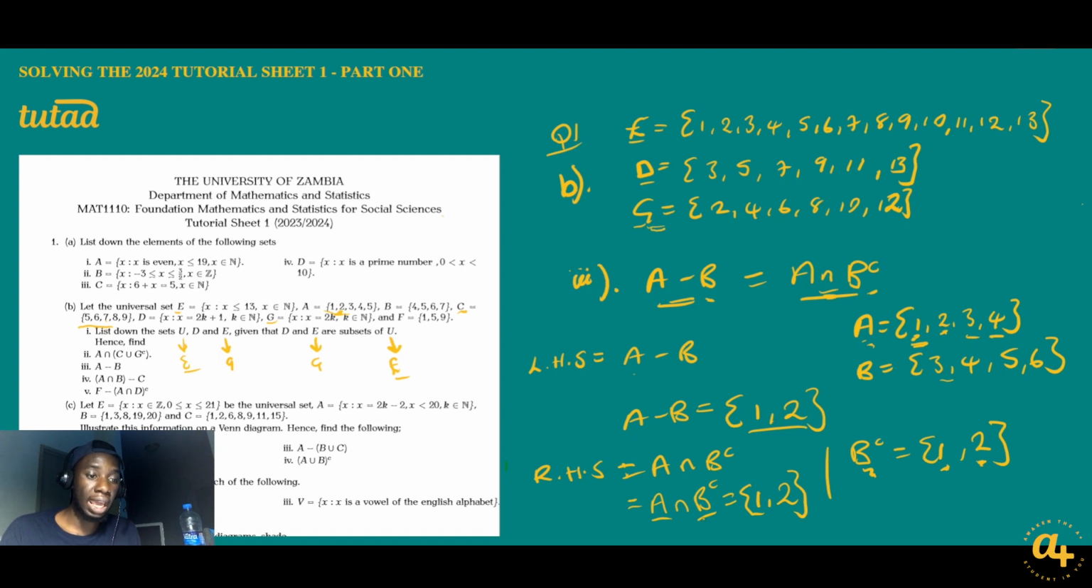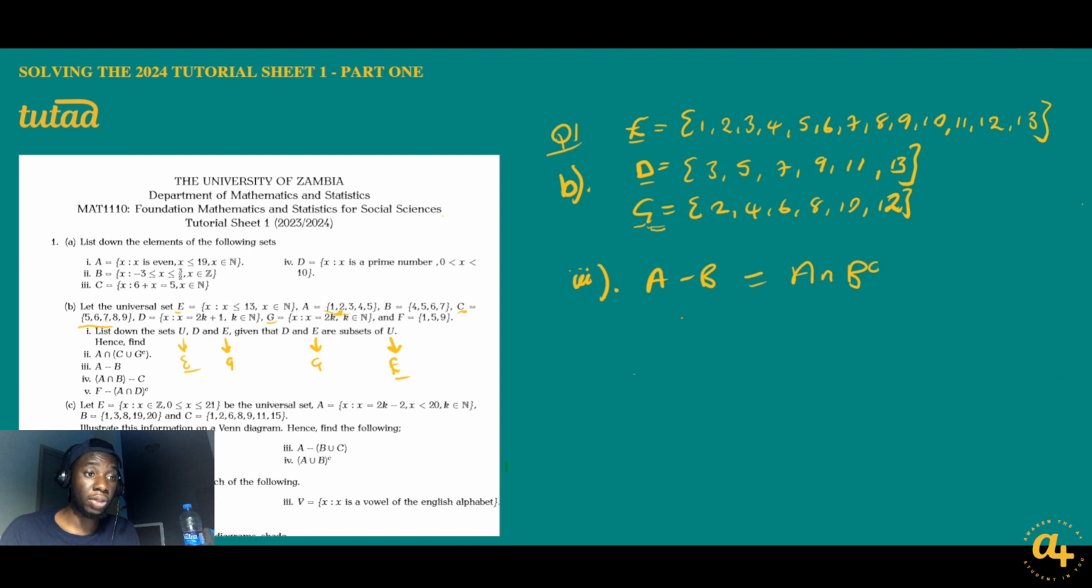And if we look at A intersection B complement and A minus B, we can see that we have the exact same answer. Therefore, we have proved that A minus B is the same as A intersection B complement.